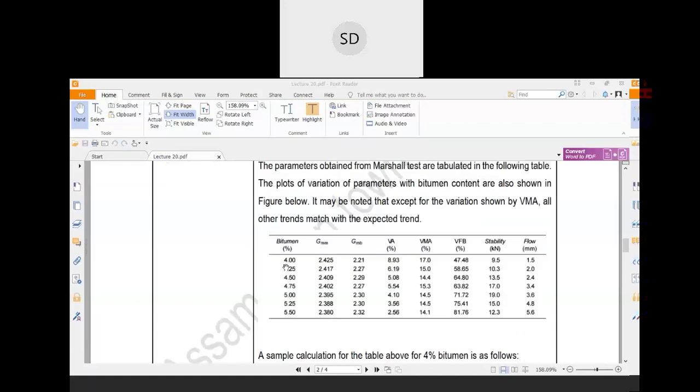Basically, we are considering the 4% bitumen content. So you have to calculate the VMA, VFB, and GMM, GMB value for all this bitumen content. Okay, all this calculation. But to show you as an example, we are considering only the 4% bitumen content. Now, in a mix, if there is 4% bitumen content, what is the portion of other material over there? That would be 100 minus 4, that is 96%. So basically 96% is that one.